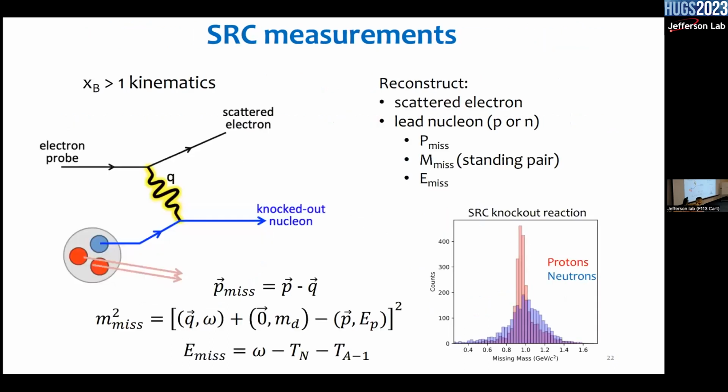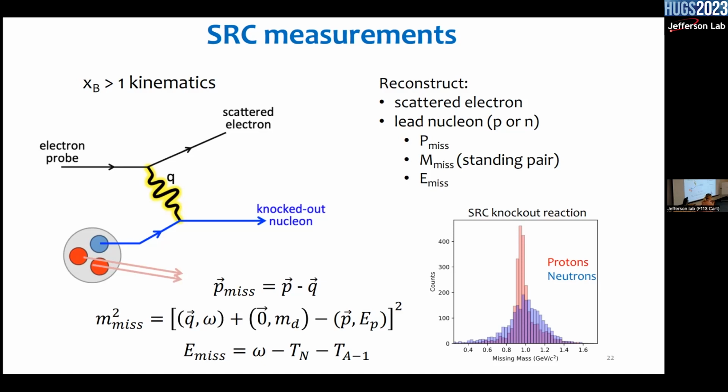And so the kinematics that we can think of: in most reactions, we go to x greater than one kinematics, which is much more sensitive to these high-momentum nucleons. You have your electron probe, which comes in and scatters with some nucleon that you're going to knock out. So this is all nucleon knockout type of reactions in electron scattering. And then you have your scattered electron. We measure the scattered electron, and if you just measure that, that's your e e-prime. But in many cases, if you want to know SRC structure, then you have to measure the knocked-out nucleon, okay? And in some cases, you could even measure its pair, right?